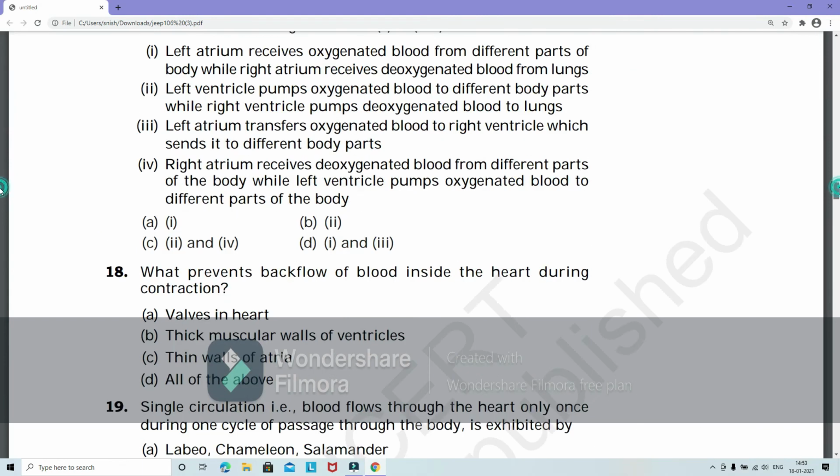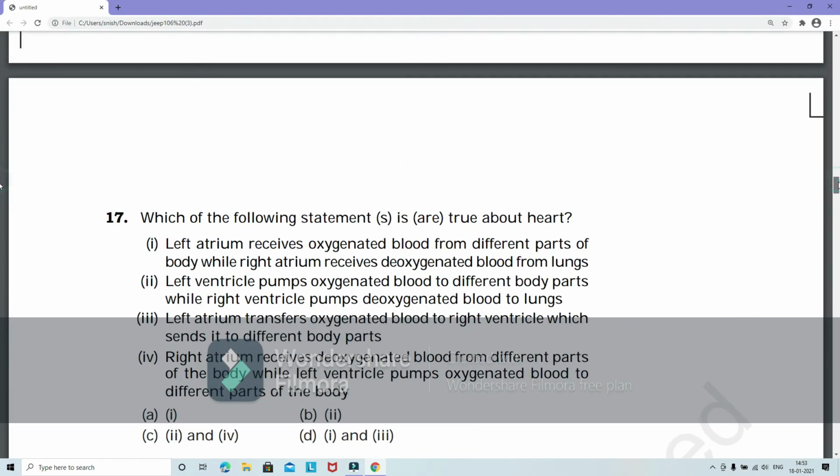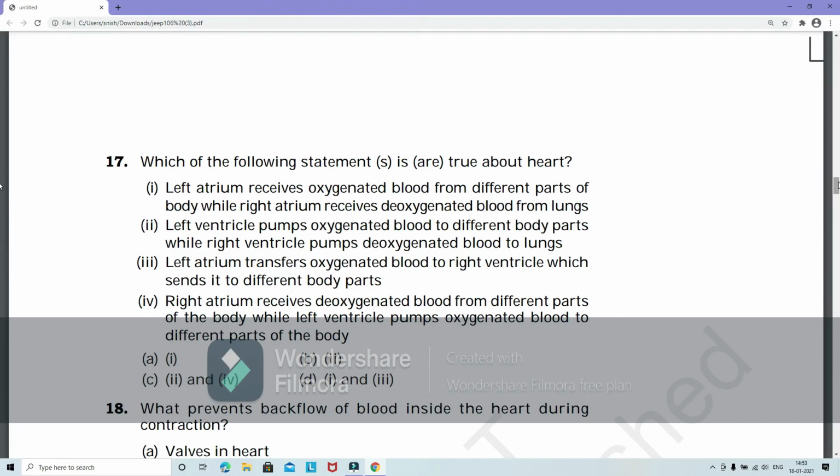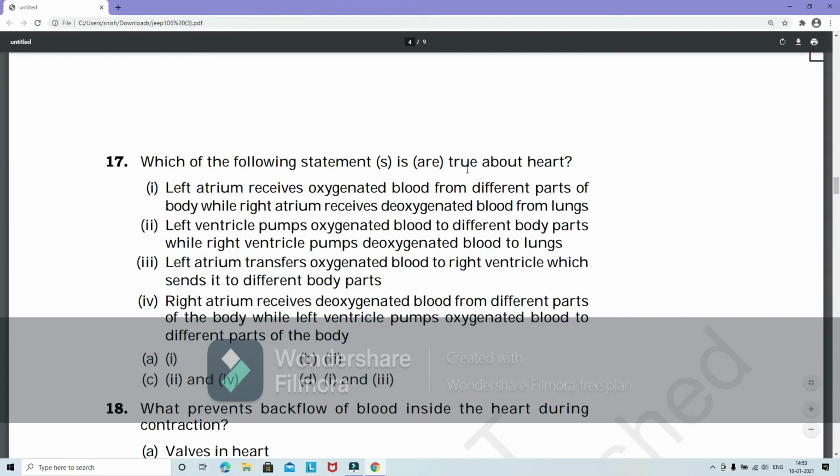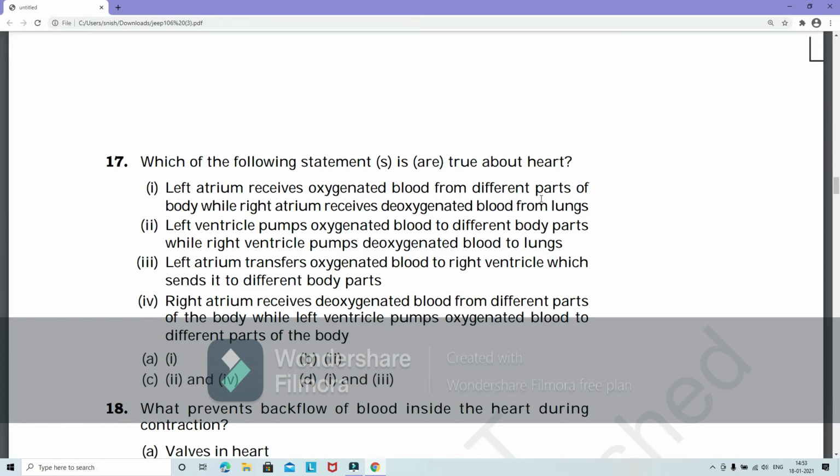Next, the 17th question. Here we go. Which of the following statements is or are true about the heart? This is something you have to know very well. Left atrium receives oxygenated blood from different parts. Is it true? From here itself you can stop. From different parts of the body, does the left atrium receive oxygenated blood?